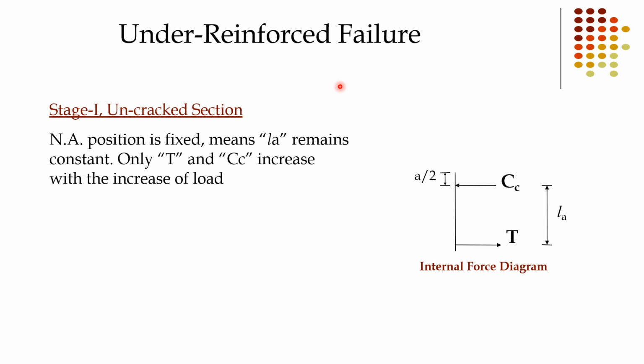Under reinforced failure. How does under reinforced failure occur? Stage 1, uncracked section. Neutral axis position is fixed, meaning La remains unchanged or constant. Only T and Cc increase with the increase of load. This means there are no tension cracks on the tension face in the first stage, and in that case, the neutral axis position will remain the same. Only T and C increase with the increase of load.